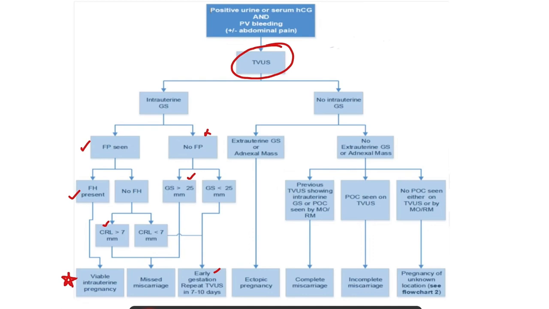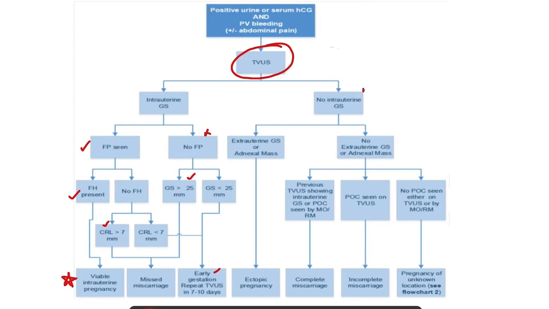And if the sac diameter is less, that means less than 25 millimeter, then probably it is a wrong date or an early pregnancy. Then we should ask the patient to come for review after 7 to 10 days for confirming the viability.